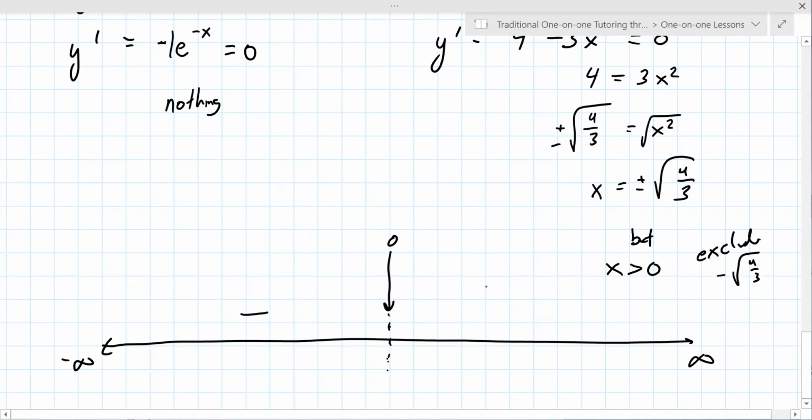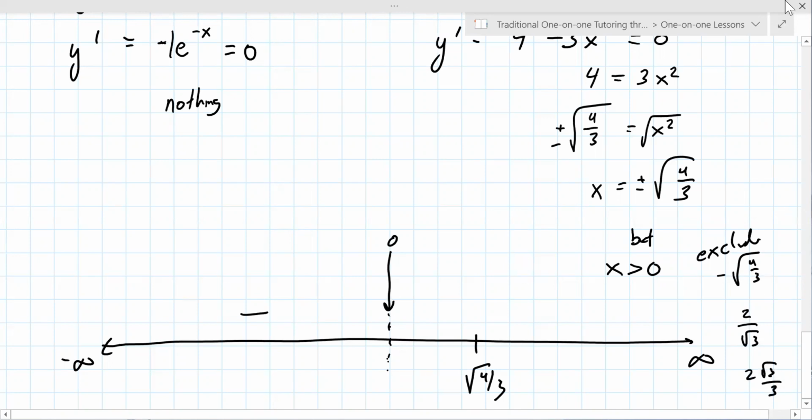Okay, and then over here, our one critical point is at positive square root of 4/3. So you have to test something between 0 and square root of 4/3. Be really careful about what you choose there, because you could choose something that isn't quite right, meaning too big. The square root of 4/3 is 2 over the square root of 3. And if you multiply top and bottom by the square root of 3, it's 2 square root 3 over 3. And I don't know if that helps at all.